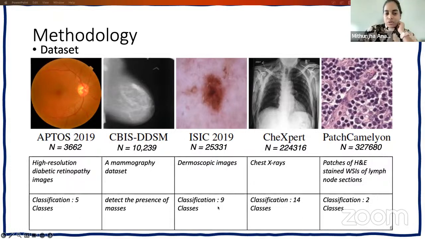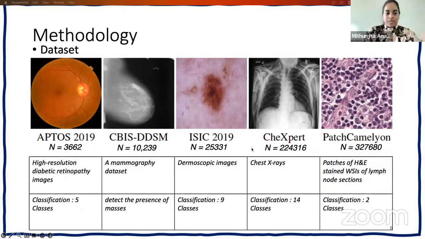And the tasks are also different. The size of the data set is increasing, the number of samples are increasing. Here it's 5-class classification. Here it's to detect the presence of masses. Here 9-class classification, different types of skin lesion, I think. And here 14-class classification. Here it's just cancerous or non-cancerous, 2-class classification.